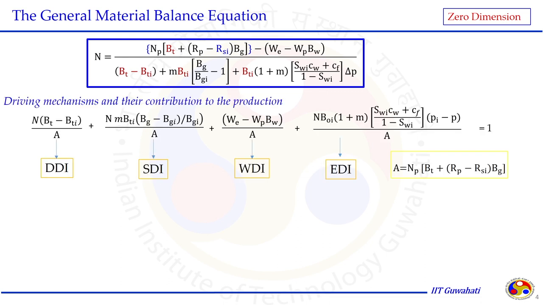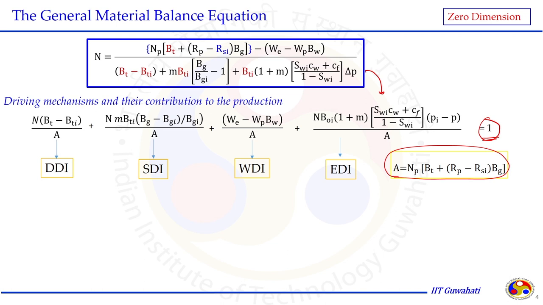So this overall general material balance equation that we reached to obtain the initial oil in place can further be adjusted to understand what are the drive mechanisms responsible for producing this oil and gas to the surface. By adjusting this equation, we could reach an expression where this complex expression can be divided into four parts, keeping this in the denominator. That makes the right hand side equal to 1.